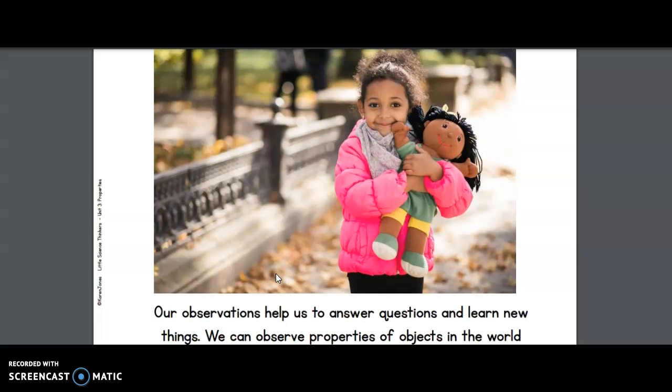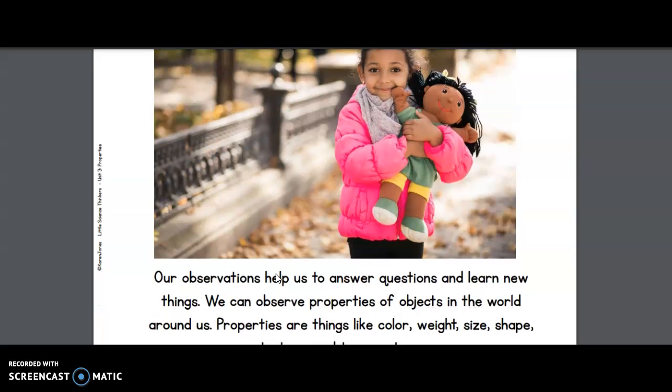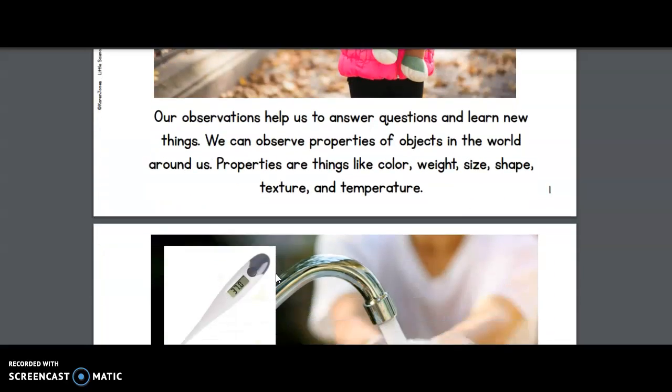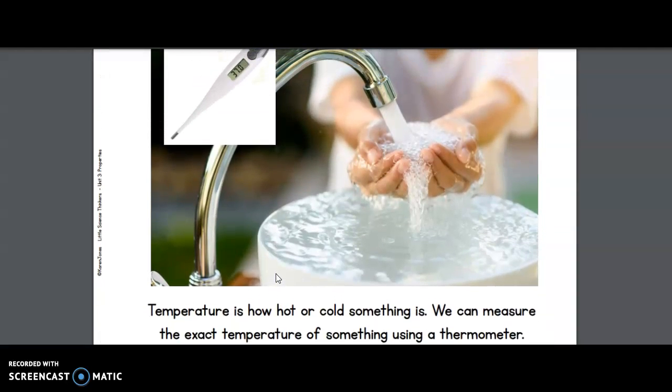Our observations help us to answer questions and learn new things. We can observe properties of objects in the world around us. Properties are things like color, weight, size, shape, texture, and temperature. Temperature is how hot or cold something is. We can measure the exact temperature of something using a thermometer.